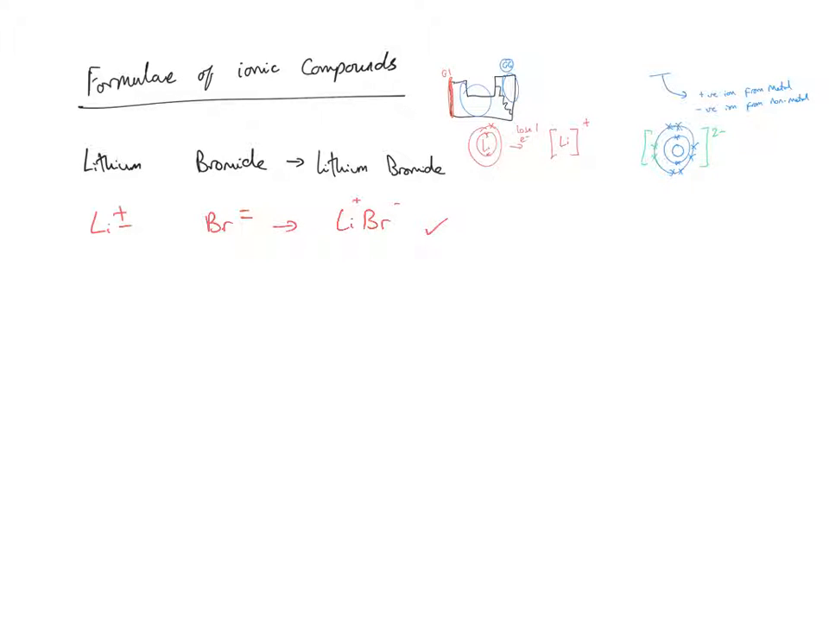Now I'm going to do a non-example, so this is incorrect. Sodium is group 1, so sodium is 1+. Oxygen is group 6, so oxygen is 2 negative. So sodium oxide is not NaO. Because sodium's 1+ and oxygen's 2 negative, that does not work. Instead, the correct answer would be Na2O, because I need 2 lots of this, 2 positive charges for 2 negative charges.